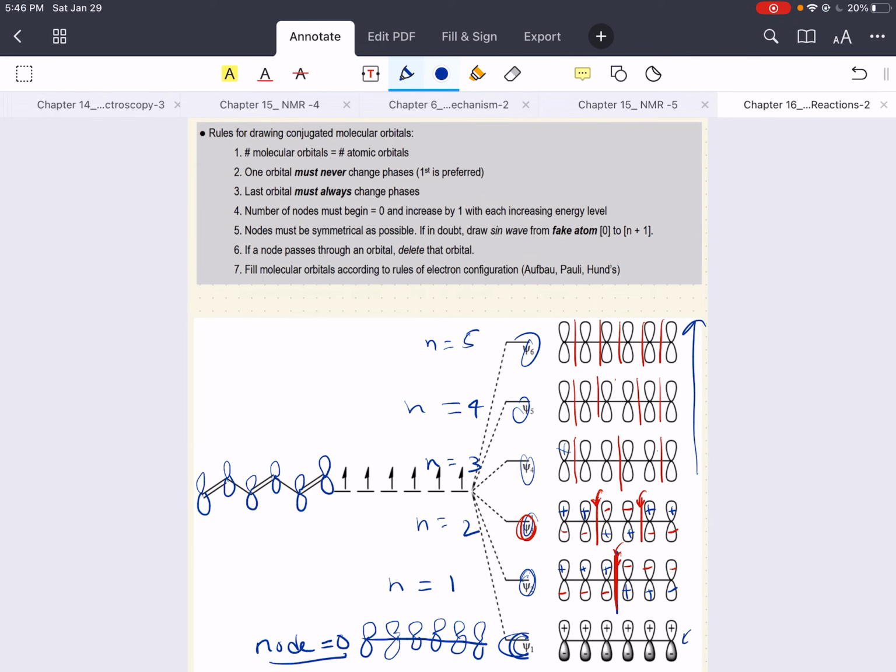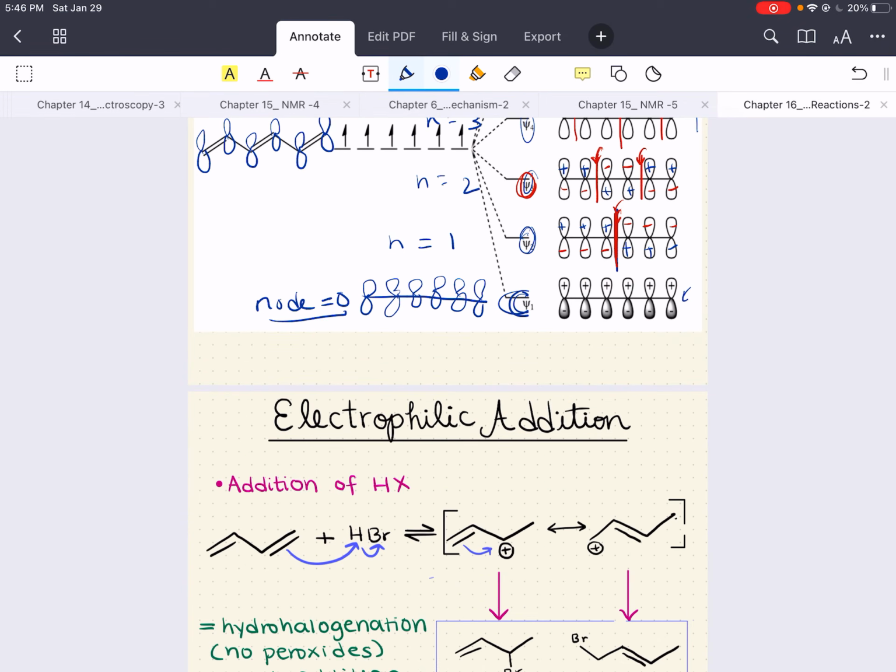The answer's in the textbook, but this is very good practice. Follow these steps, and it will help you be able to draw the conjugated molecular orbitals for any conjugated system. Now, the last thing we want to cover before the end of this session is electrophilic addition.